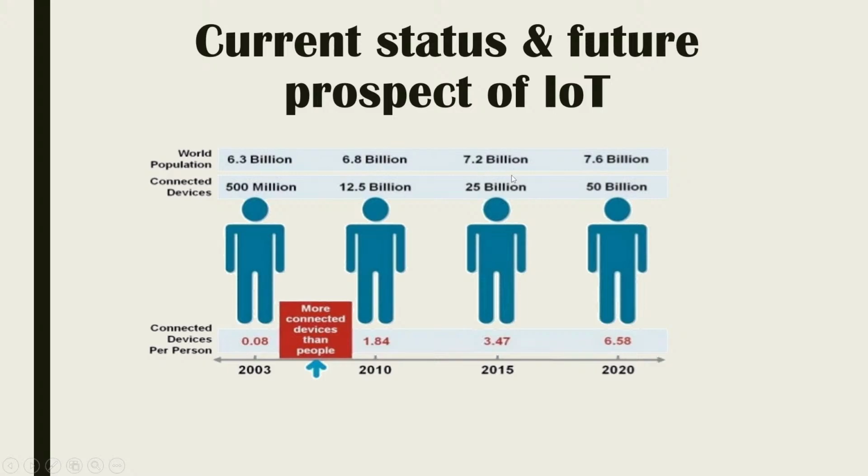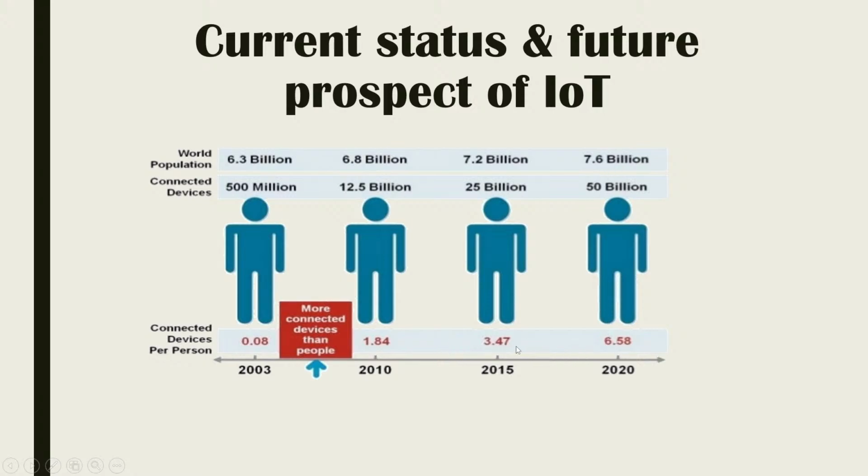7.2 billion people. Population is increasing gradually, not very gradually, but still compared to the number of devices, it's very gradual. You can see it's 500 million to 12.5 billion in just 7 years. So 0.5 billion to 12.5 billion in just 7 years, and double that, exactly double that in just 5 years, and then again in 5 years double that. So still the population is more.